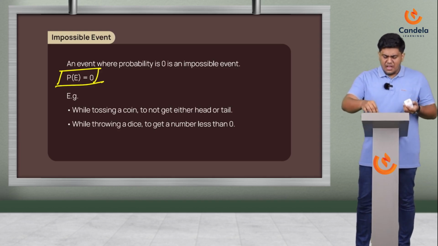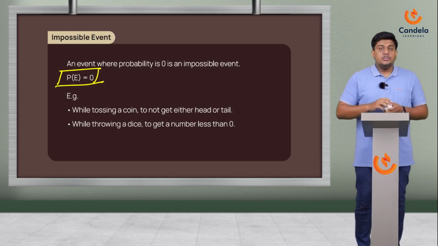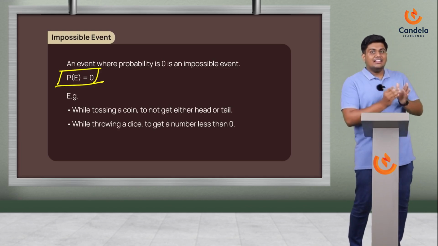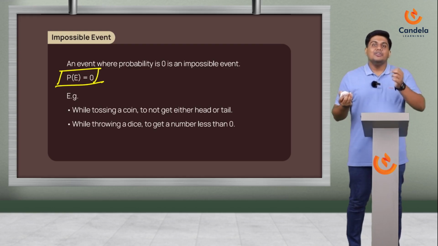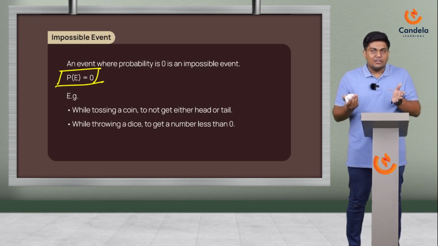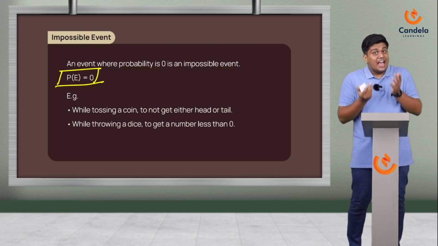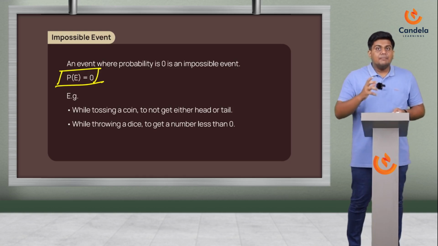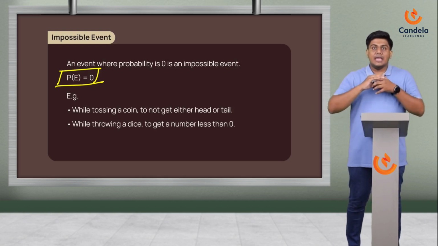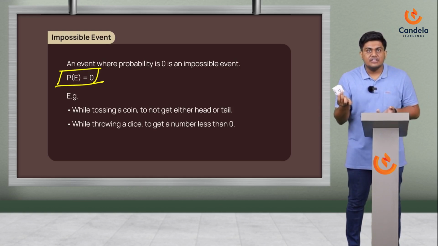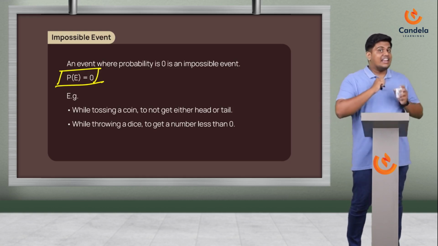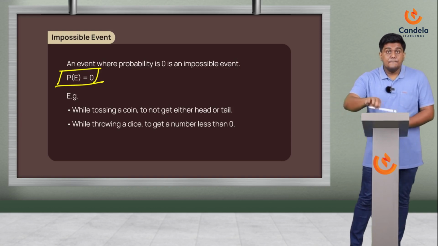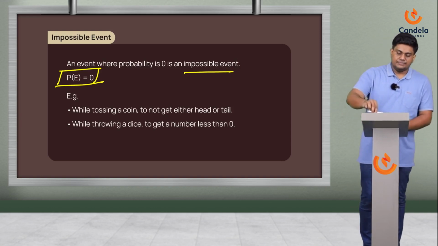A few examples: while tossing a coin, to not get either head or tail. I mean, toss a coin, you either get a head or a tail. You don't get anything else. So that is an impossible event. Another example, while throwing a die to get a number less than 0. Again, impossible. There are no negative values on this die. So that is another example of an impossible event.